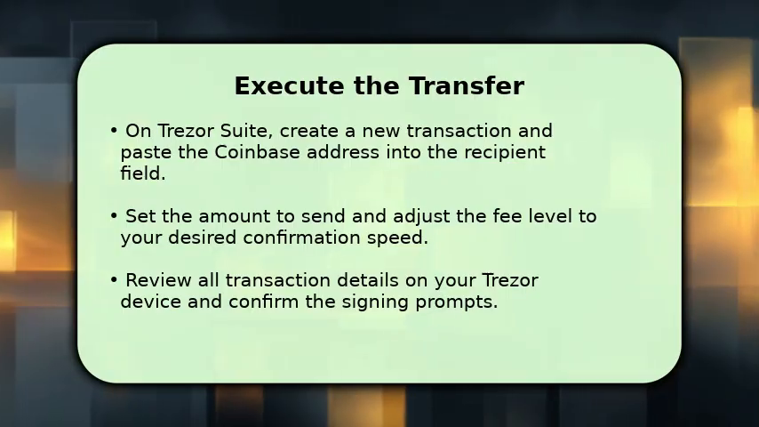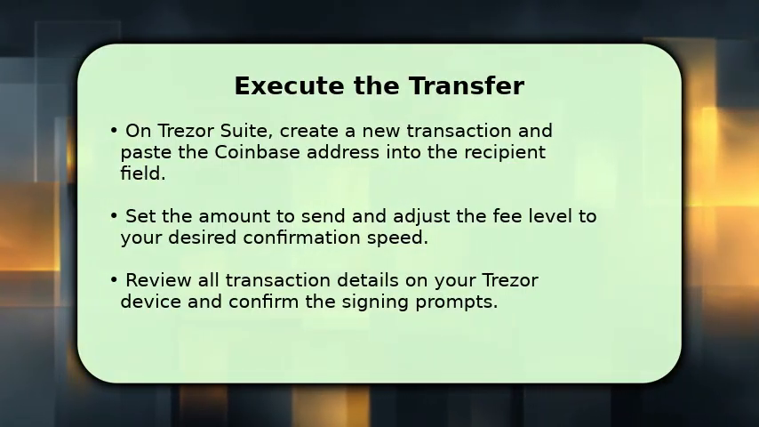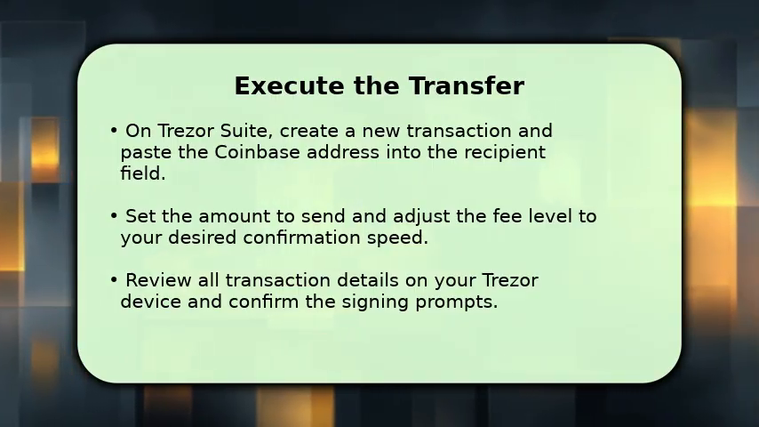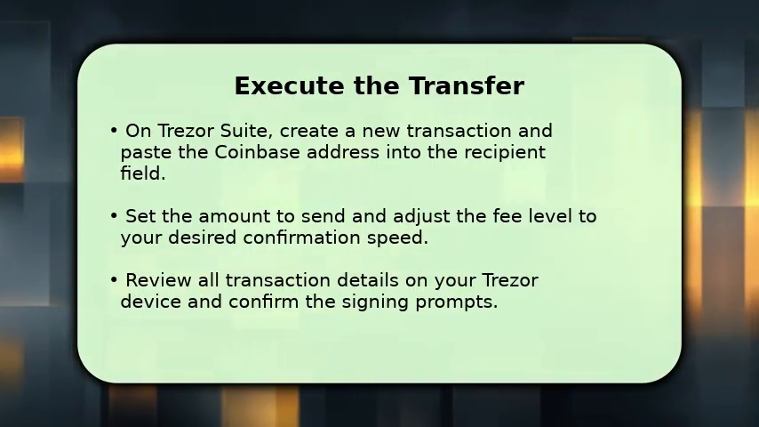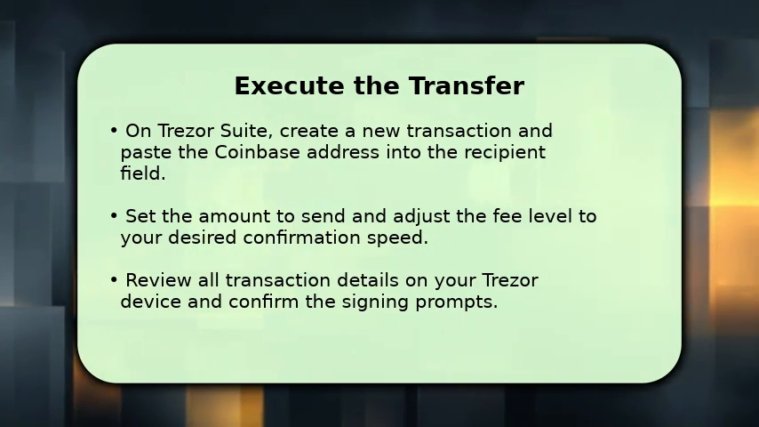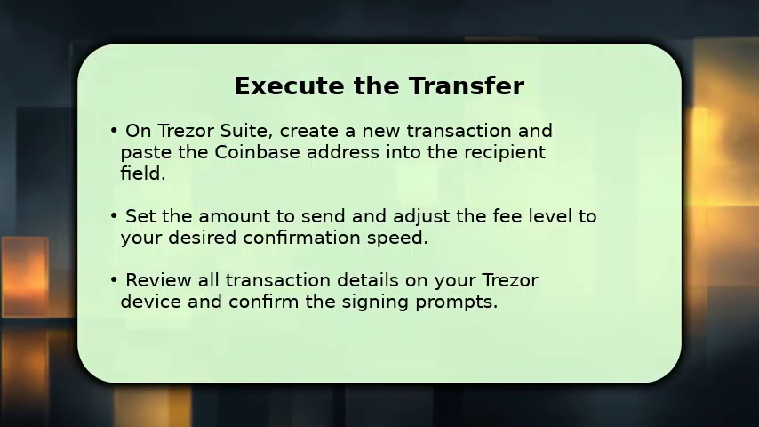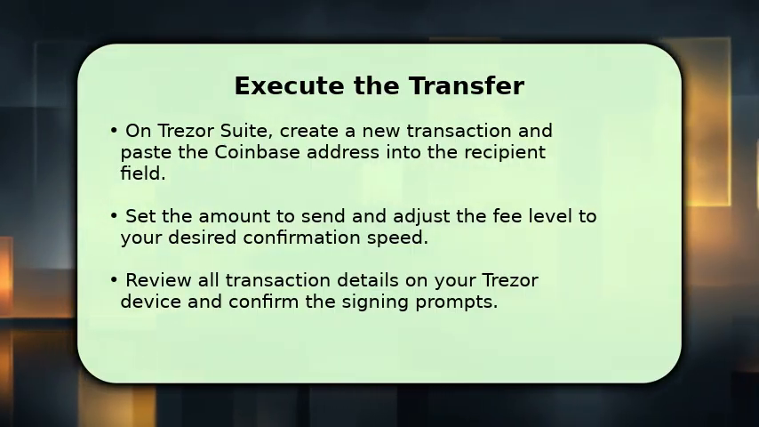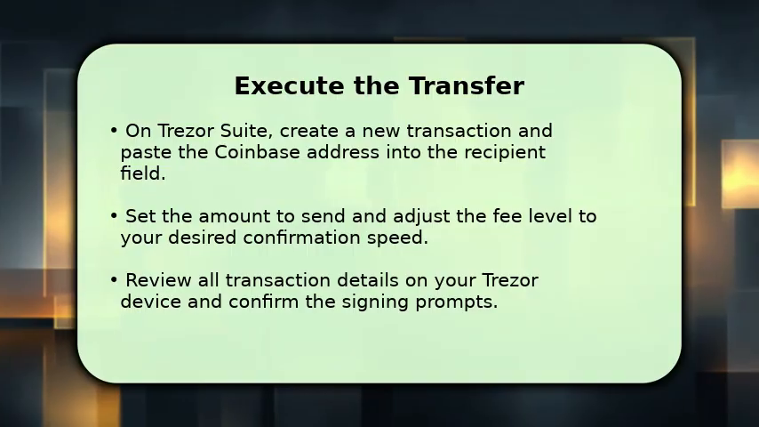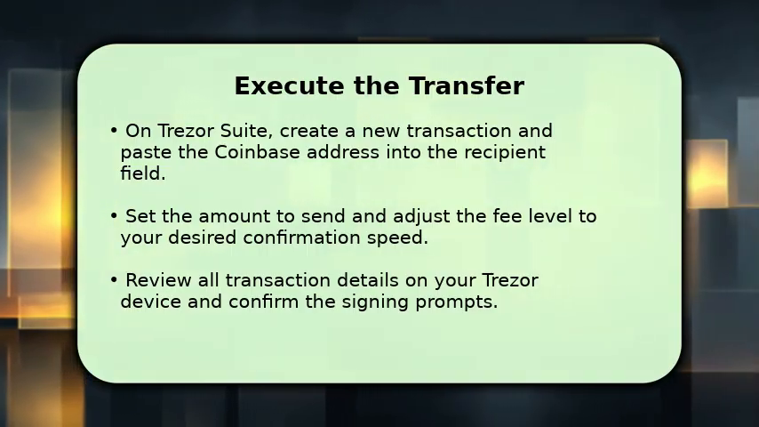Back in Trezor Suite, start a new send transaction and paste the Coinbase address into the recipient field, confirming the exact match on your Trezor screen. Enter the amount to transfer and choose a fee level that balances cost and confirmation speed. Carefully review the destination address, amount, and fee on your hardware device before approving the transaction.